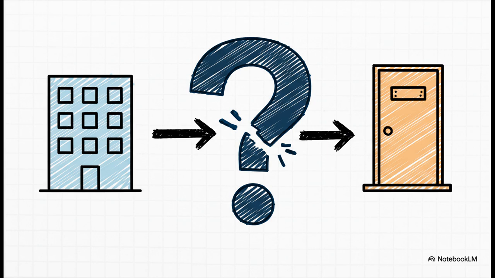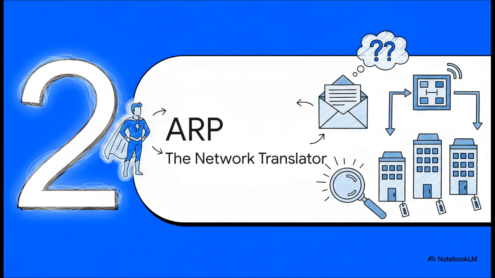So here's the million-dollar question, right? The network has the letter with the mailing address on it, the IP, but to actually deliver it, it needs to know which specific door, which MAC address to knock on. How in the world does it connect the two? We need a translator. Well, enter our hero, the Address Resolution Protocol, or ARP. This is the little guy with the big job. Think of it as the friendly concierge of your local network, constantly running around asking, "Okay, I've got this packet for this IP address. Can someone please point me to the right physical device?"